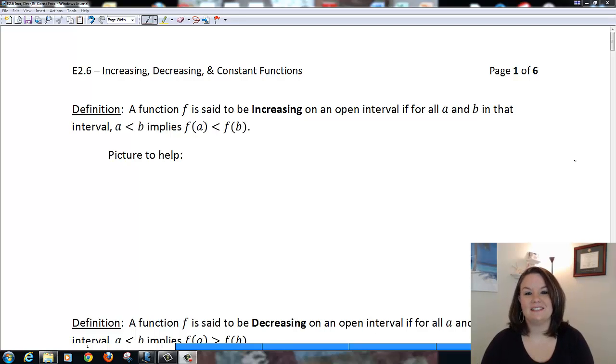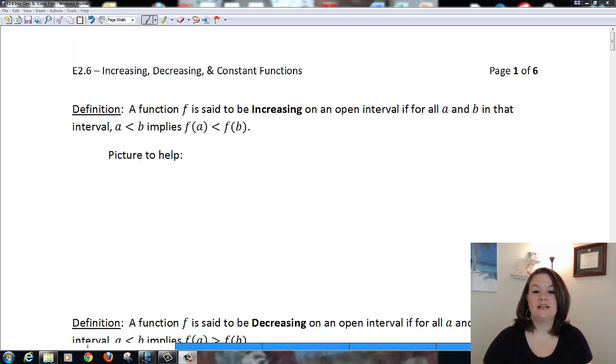Okay, so this is E2.6, which is all about increasing, decreasing, and constant functions. We're finding the intervals where it's either increasing, decreasing, or constant. Self-explanatory, right? So I'm going to go ahead and give you the three definitions, and then we'll look at some examples.